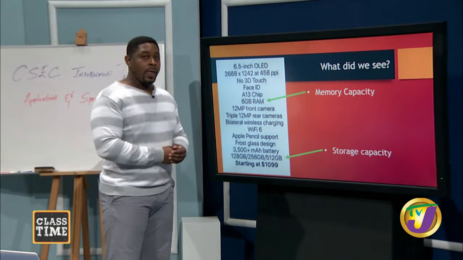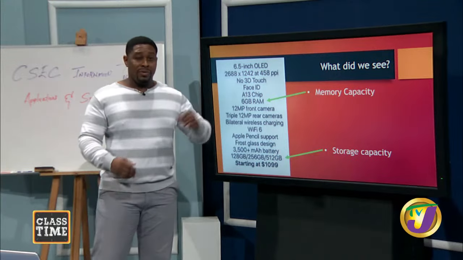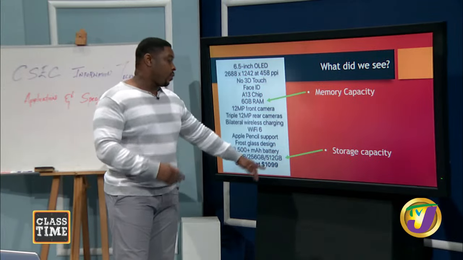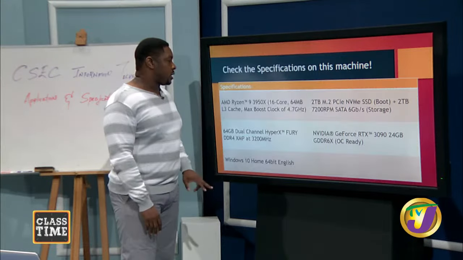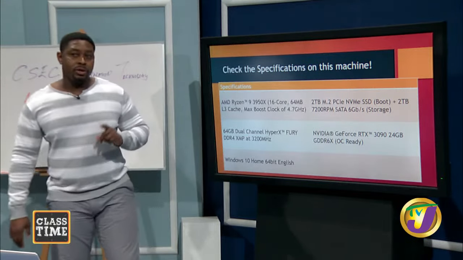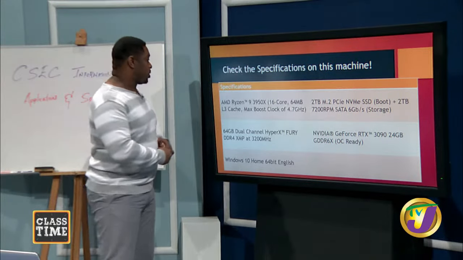No, that's not true. In this case, we're seeing 6 gigabytes of RAM, and we're seeing up to 512 gigabytes. And this, of course, larger one is going to specify the actual storage capacity. Let's look at another machine right quickly. We're going to try to guess it.